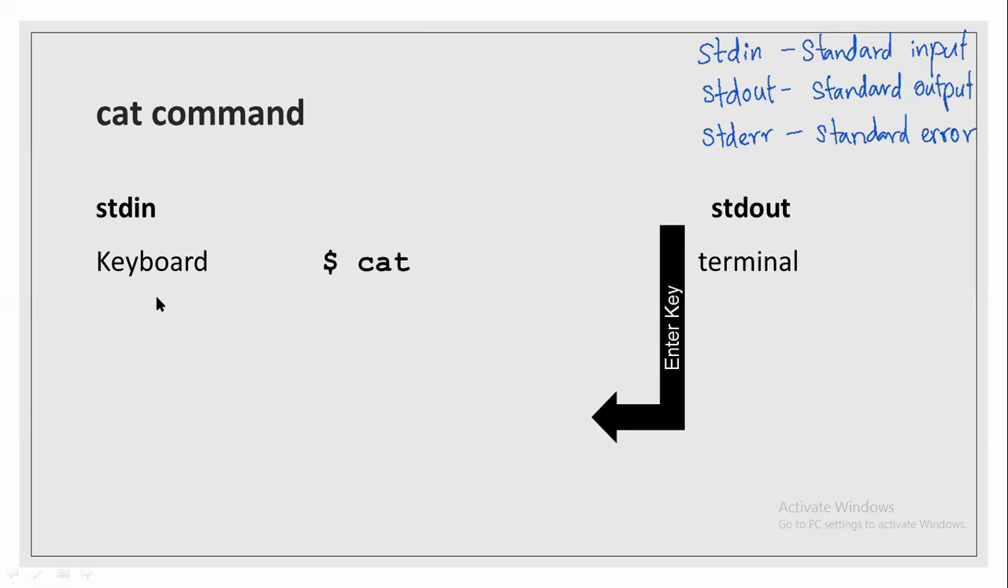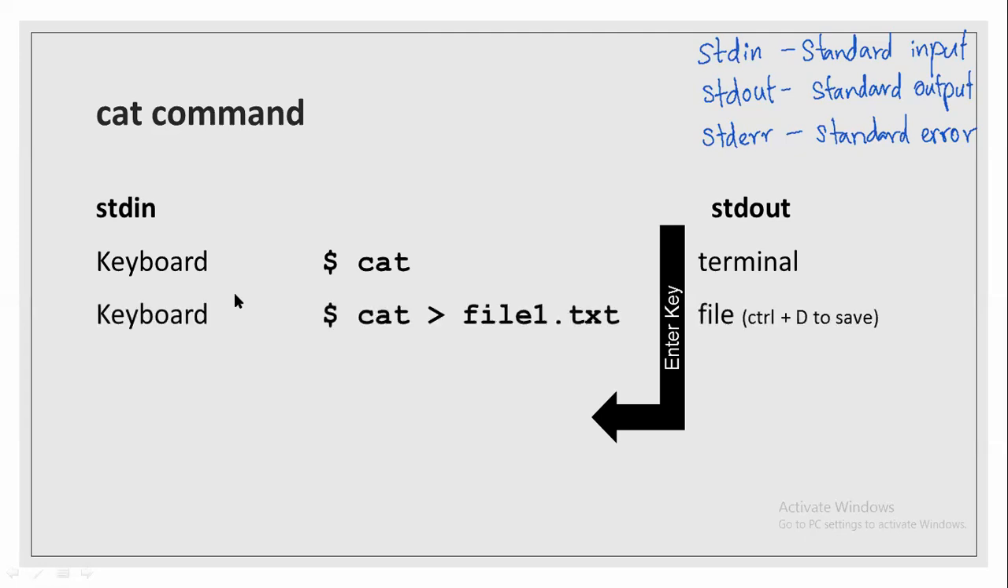Right. Let's say my standard input is keyboard and I want to write my content into a file. Here, keyboard is the standard input. I want to change the standard output into a file, so this is the command that I have to use: cat command, redirection operator, and the file name.